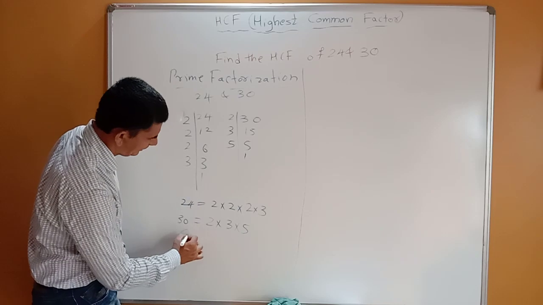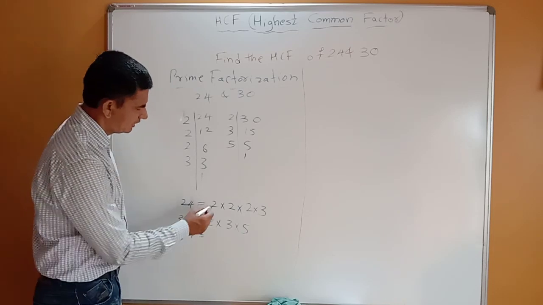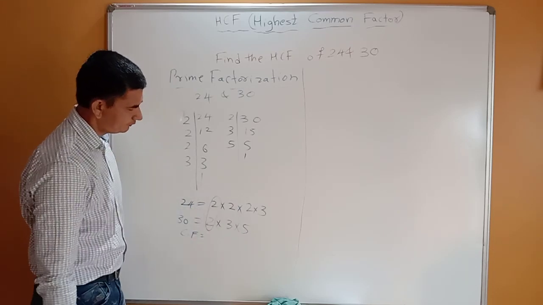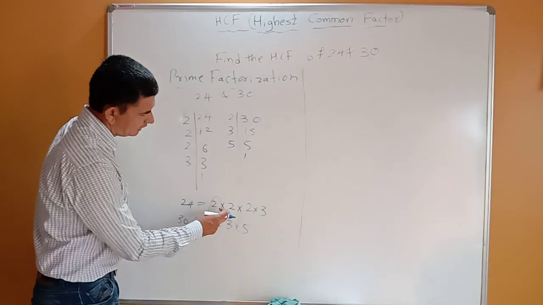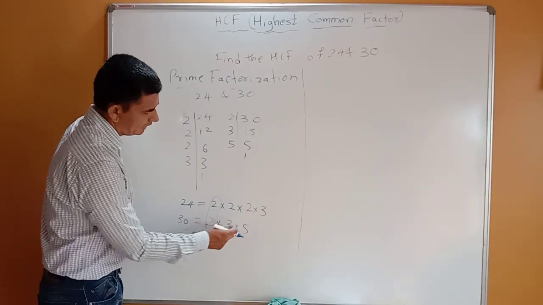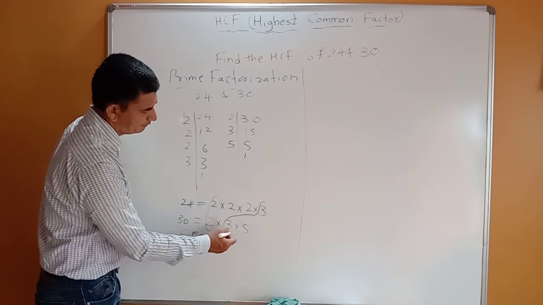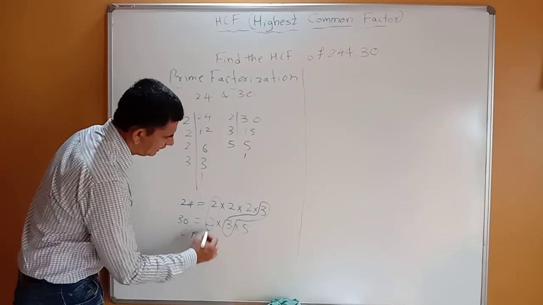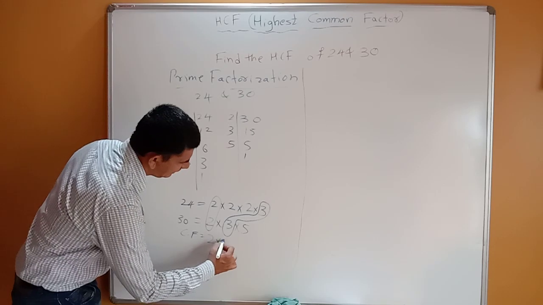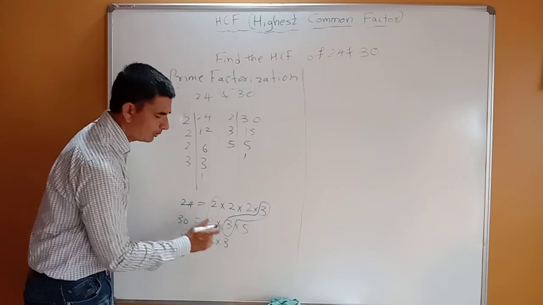Now see the common factors. Is there any common factor? So 2 is there, common. 2 is there, and here also 3 is there, and here also 3 is there. So we can take this 3 as a common. So we have to write here 2, 3. 2 and 3 are the common factors here.